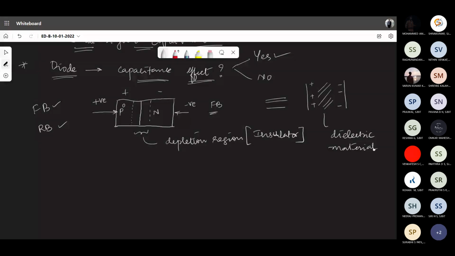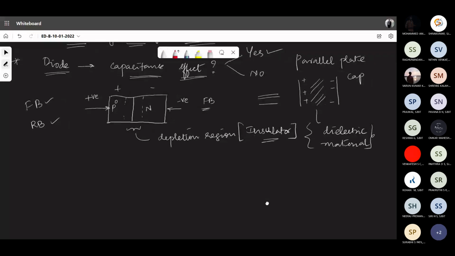So what we observe is a diode becomes equivalent to a parallel plate capacitor. On one side there is a positive, on the other side there is a negative by default because the construction is like that. And in between is a depletion region, which I said is an insulator, and all dielectric materials are good insulators. So this is analogous to a parallel plate capacitor.